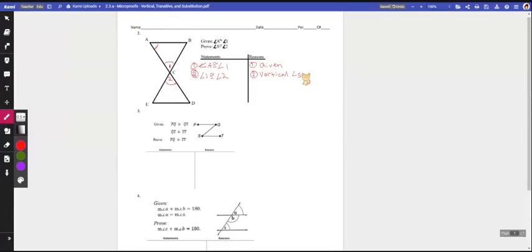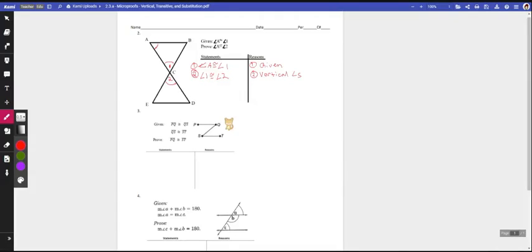The more formal way of writing it is that the full text would be to say vertical angles are congruent. But because we use vertical angles so much, it is generally accepted if you just write vertical angles, because everybody in math knows what that means, that what you care about is the fact that they're congruent.